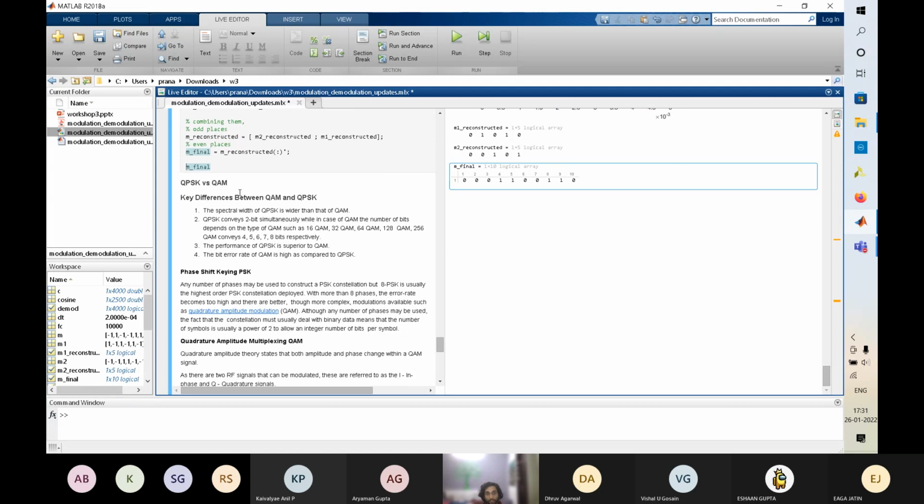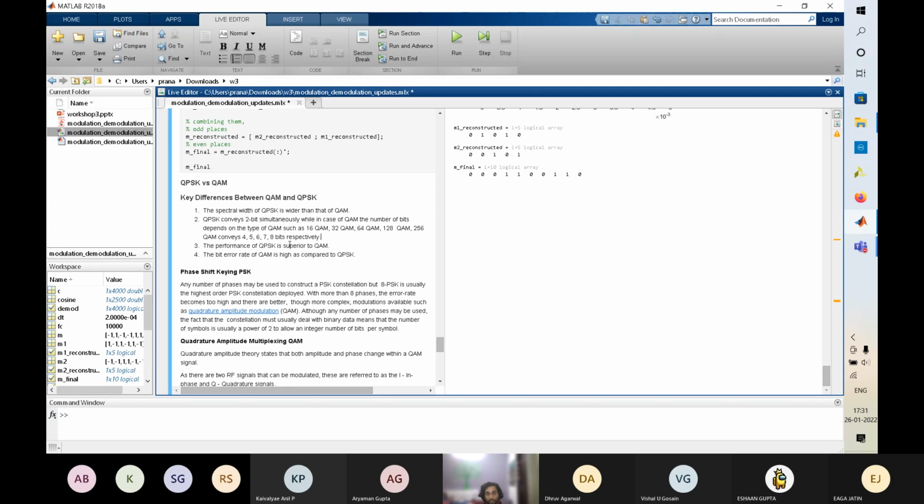So QPSK versus QAM. You can see they both look the same, but they have some differences. The spectral width of QPSK is wider than that of QAM. QAM has a lot of types, which are more efficient as compared to the other types of QPSK.